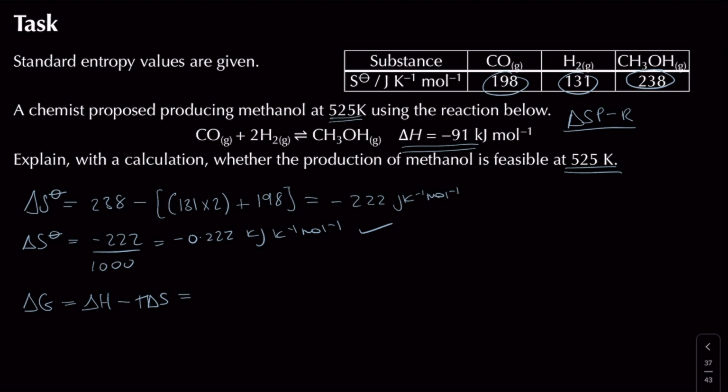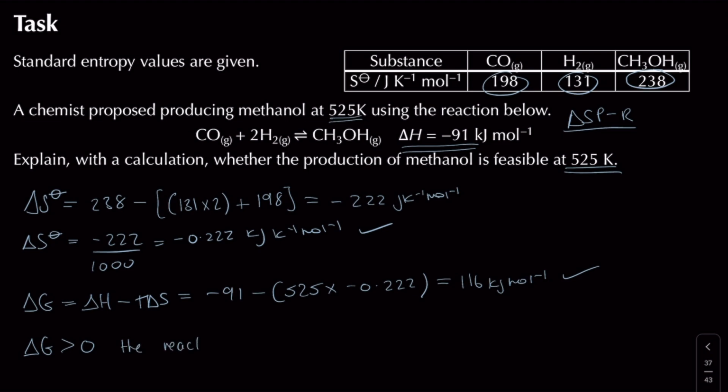I know that I'm going to do delta H minus T delta S, and then I'm going to have, of course, my delta H, which is going to be minus 91, and I'm going to subtract my temperature of 525, it's already in Kelvin, times my entropy, which is going to be minus 0.222 for the entropy change. I put that in my calculator and I end up with 116, and that's going to be, of course, in kilojoules per mole. Now, of course, we can see that this number is going to be positive. Now, if delta G is going to be greater than 0, we know that the reaction is not going to be feasible at 525 Kelvin.